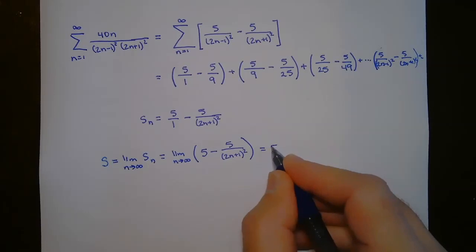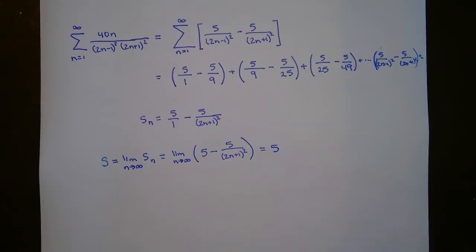So that's the sum of this telescoping series. It's going to be 5. But you have to go to infinity for that to happen, because that's what this is saying: n goes to infinity. You have to go to infinity for it to equal 5. And that's how you find the sum of a telescoping series.